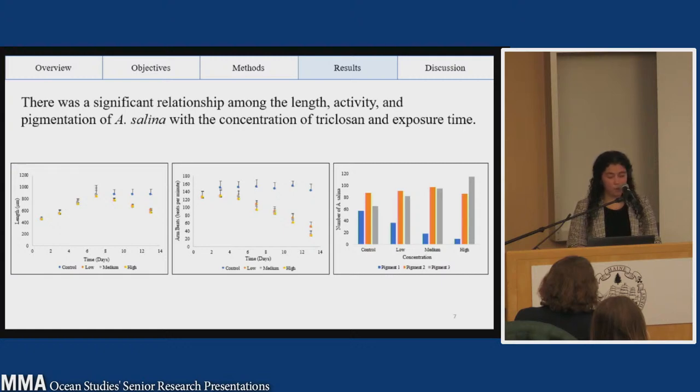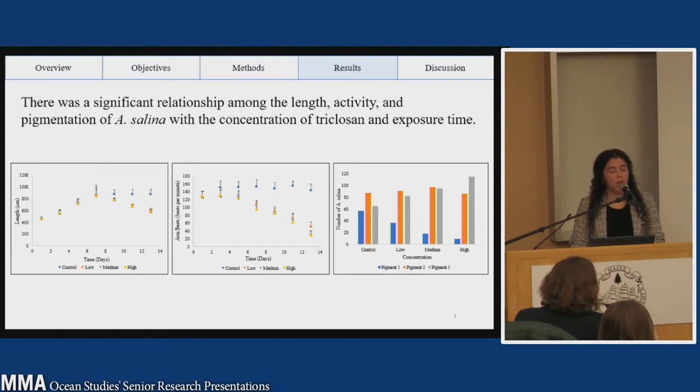For length and arm beats, so length is the graph furthest over, closest to me, and as you can see, they kind of all grow together, and then around day 7, the control kind of plateaus off, and the three treatment groups of triclosan start to have a decrease in length. Arm beats, which is the graph in the middle, kind of does the same thing. The three treatments also decrease over time, but the control group, the arm beats, and their movement kind of stay the same throughout.